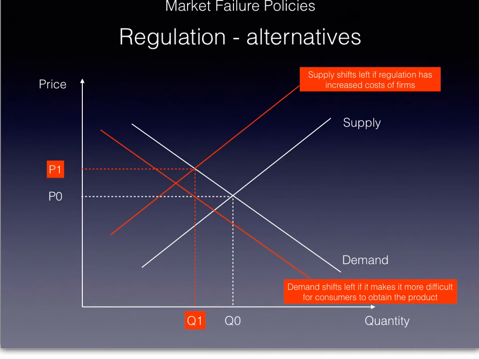Another alternative of regulation, as it says in those mark schemes, is that you can say that if there's a regulation, it can increase the costs of firms, so you can move your supply curve. Increased costs will increase the price at which they're willing and able to supply. But you can also say, if it makes it difficult for the consumers to obtain the product because of this regulation, that the demand might also shift in. That's another way of showing regulation.